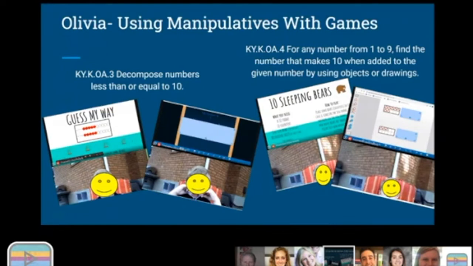So a student might guess that there are 3 on top and 0 on the bottom. If they were incorrect, I would say 3 plus 0 is 3, but that's not my way, and I would encourage them to guess again. As students guess, I record the equations on the screen so that they can keep track of ways that have already been guessed. And if they guessed correctly, I would say, you guessed my way, 3 on the top plus 0 on the bottom is 3.